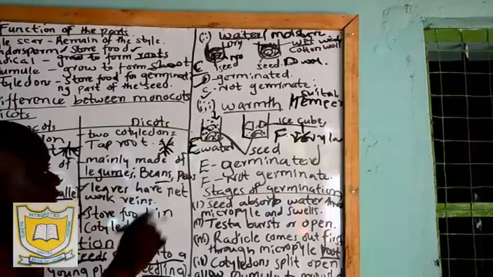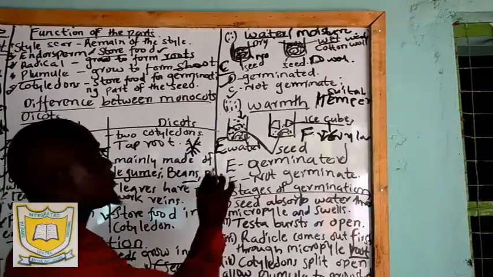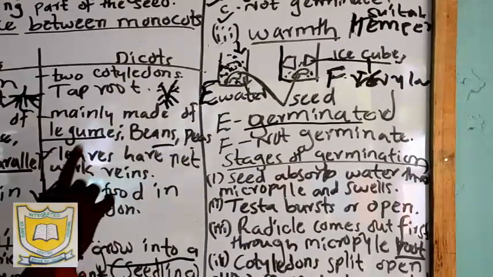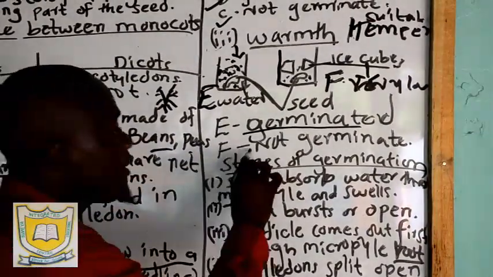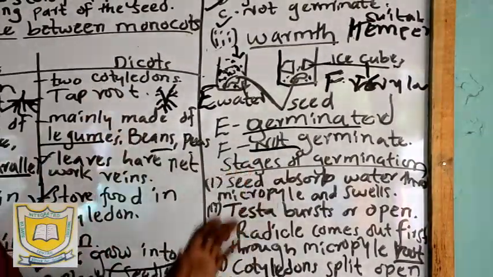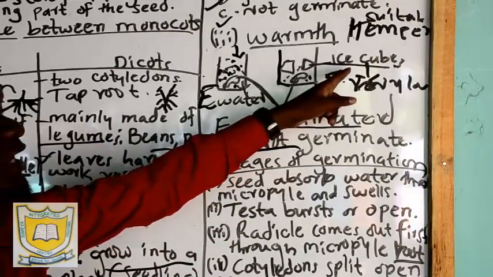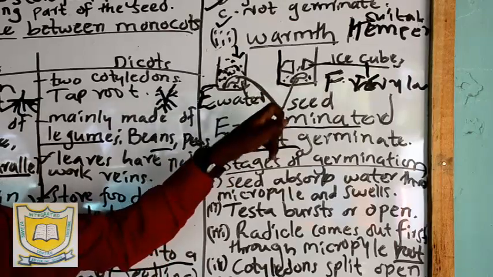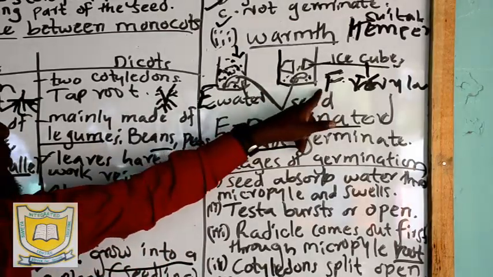So with the observation here, in container C we will have a successful germination, that the seed will germinate. While in container F we will not have a successful germination because of the presence of the ice cube, which decreases the temperature to a point where it will not support germination.